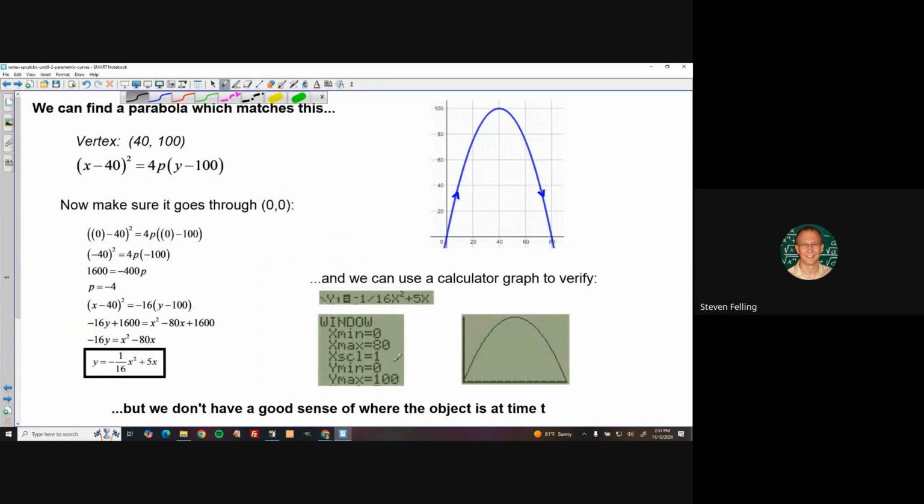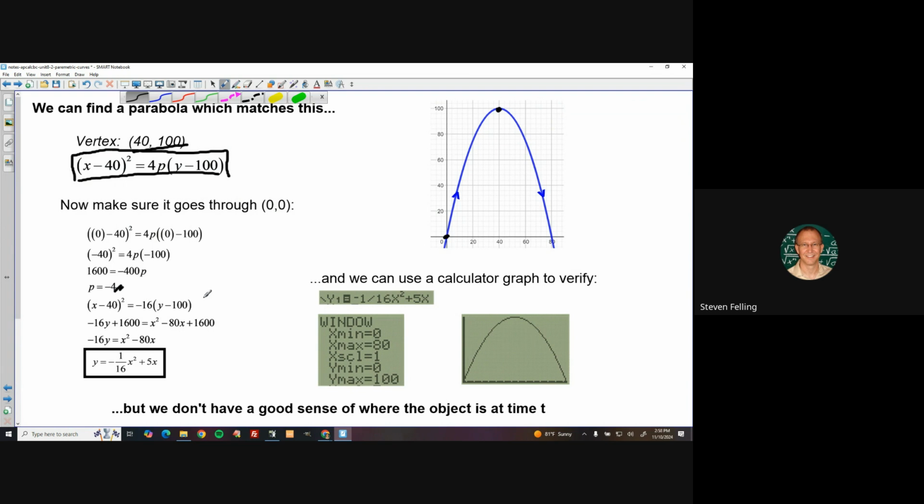Well, we could just map that course out, right? Figure out what the vertex is here. That's at (40, 100), and start building a conic section to match that. Now that we know that, this is an x squared type, so it'd be (x minus 40) squared equals some 4p times (y minus 100). And if we want to launch it from the ground at time 0 here, we can make sure this goes through the point (0, 0) by plugging that in and solving for p. P ends up being negative 4.